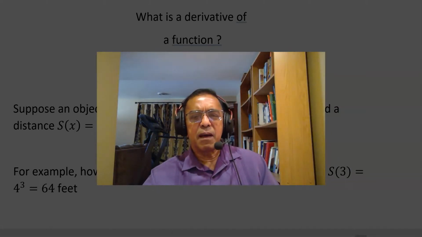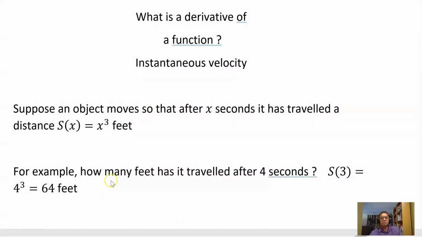So let's look at this example now a little bit more carefully, right? Suppose we have an object that moves so that after x seconds it has traveled a distance s of x equals x cubed. So just imagine it's a car or something that is traveling. After x seconds it has moved x to the power 3. What does that mean? Suppose we want to find out after 2 seconds how far this car has moved. Then you put x equals 2 and you get 2 to the 3, which is 8 feet.